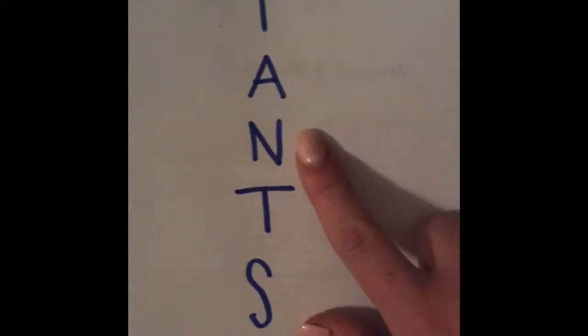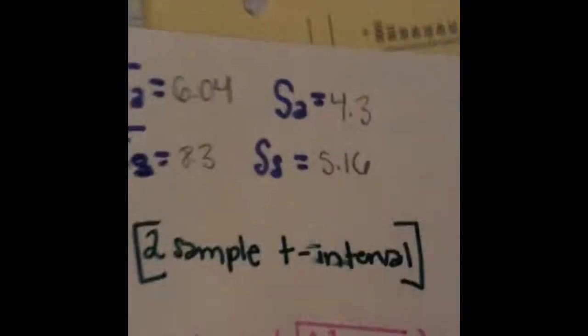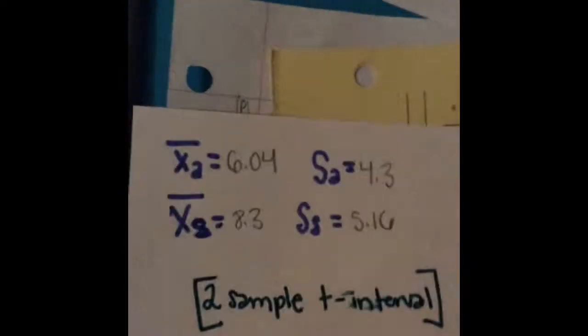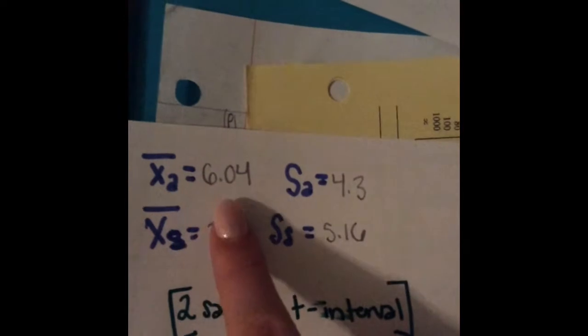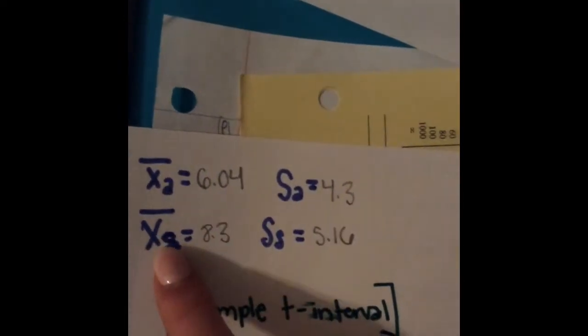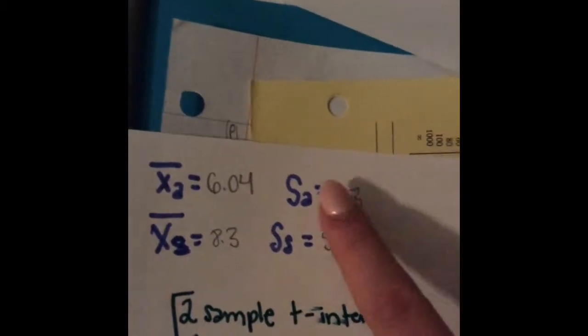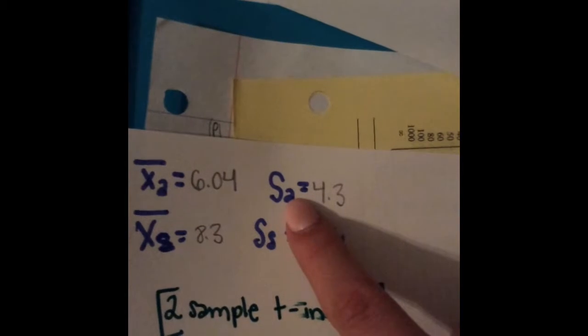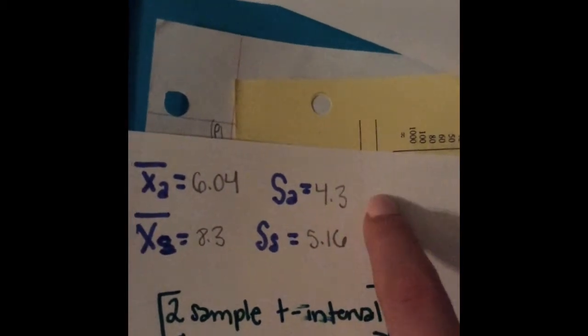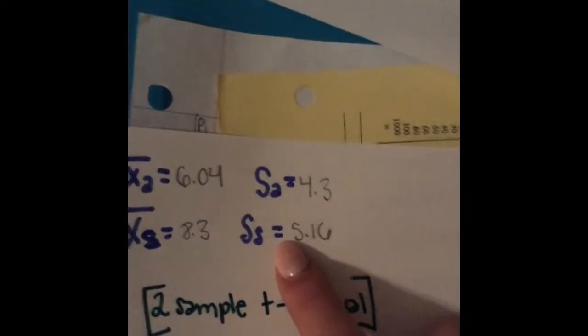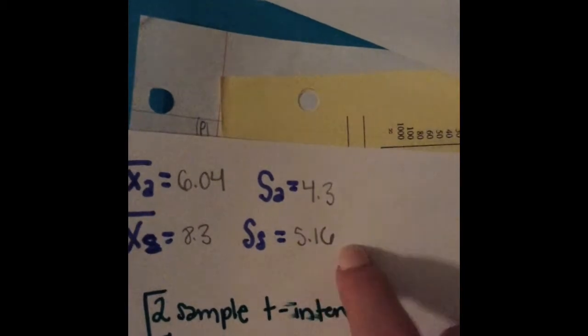The next thing we need to do is name the test. Important things also to do is look at what data we are given. We're given that the mean of the sample of people who come in from the ambulance is 6.04 minutes, and that the mean of people who are self-driven is 8.3. The standard deviation of people who come in by ambulance is 4.3 minutes in wait time, and the standard deviation of people who are self-driven is 5.6.